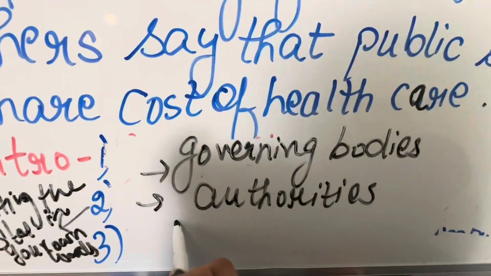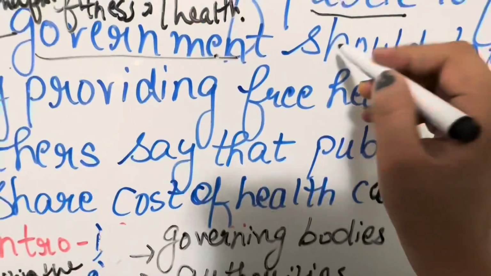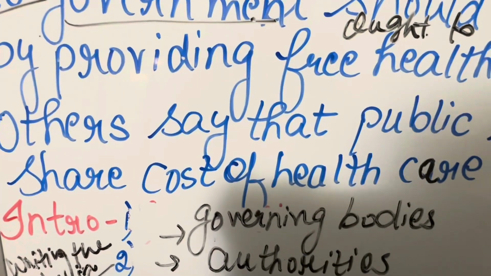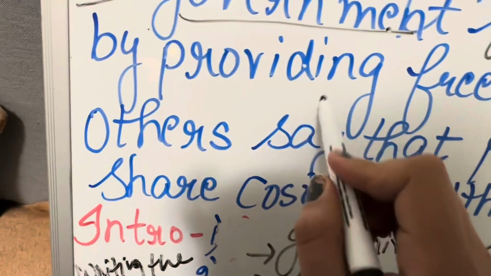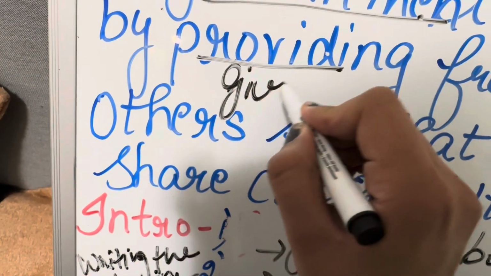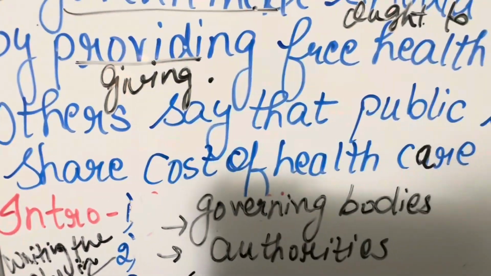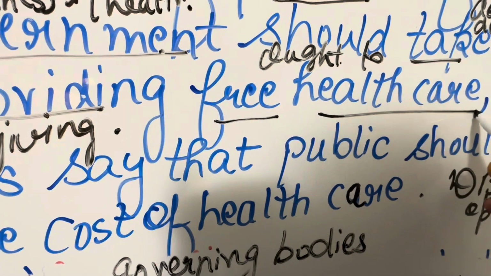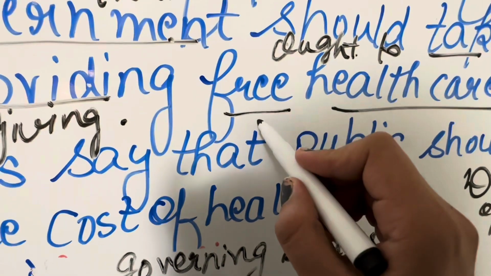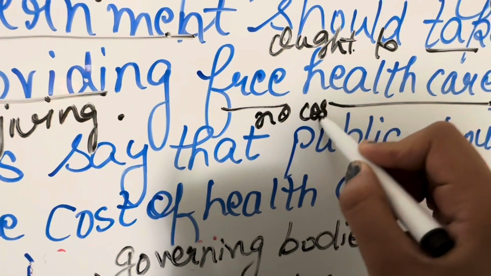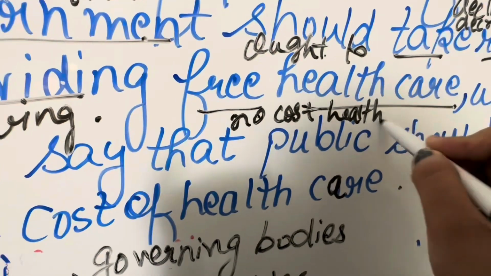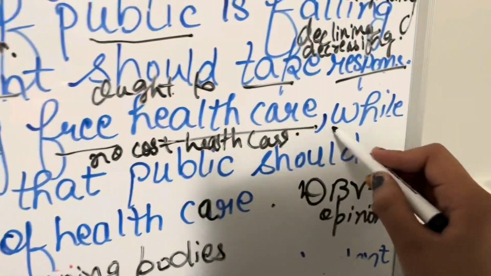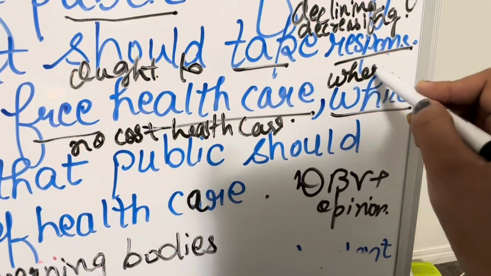So you can use these words: should, ought to, take responsibility, by providing, by giving. I'm leaving some words without replacing them. Free health care, so what can you write? No cost health care. While, you can replace with whereas.